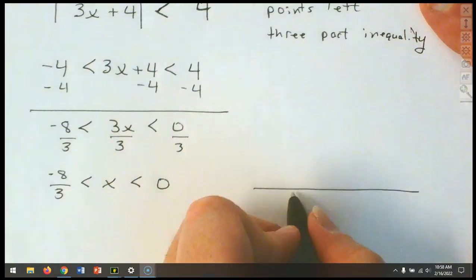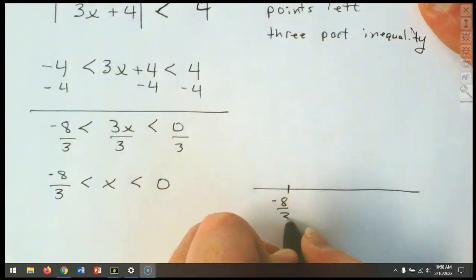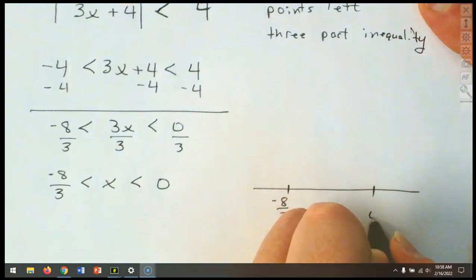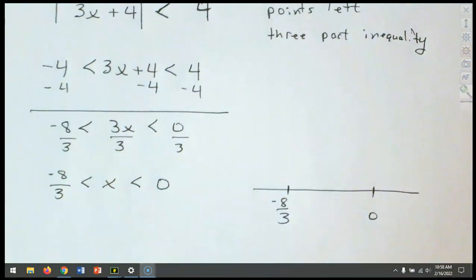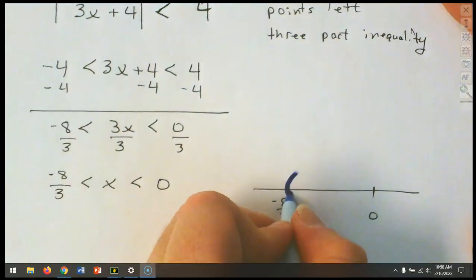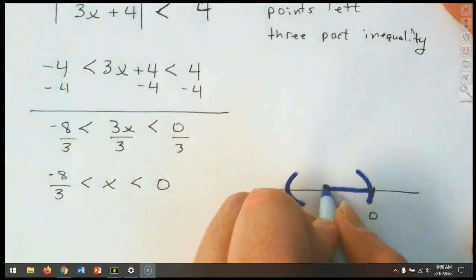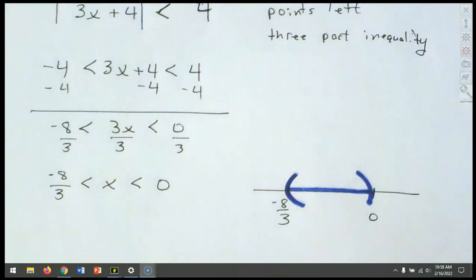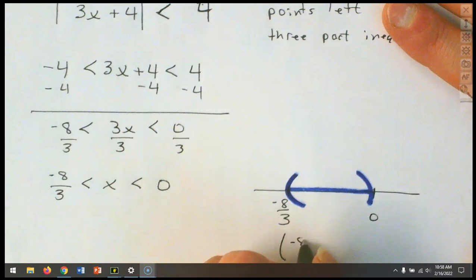Number line, we need a minus 8/3. And a 0. Brackets or parentheses on this one? Parentheses. And right in between them is going to be our answer. And then in interval notation, we've got minus 8/3, comma 0.